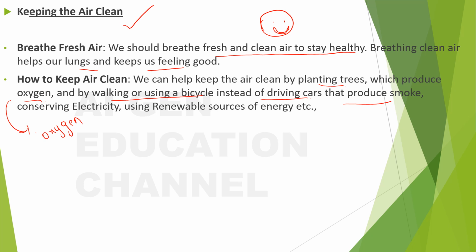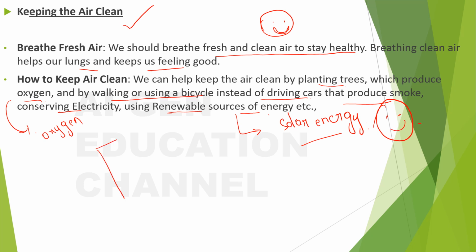And next, conserving electricity. Whenever you see fans or lights unnecessarily kept on, if you go and switch them off, it means that you have done a great work for your Earth. Next, using renewable sources of energy. This you can't do personally, but I have mentioned it because if steps are taken to use solar energy instead of normal energy, then automatically our planet will be happy. So you do whatever is in your hands.